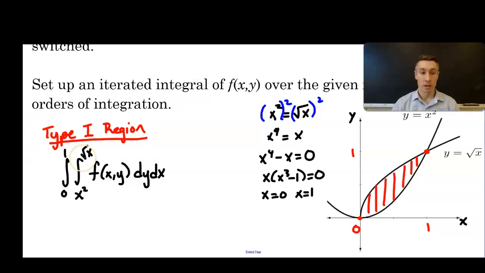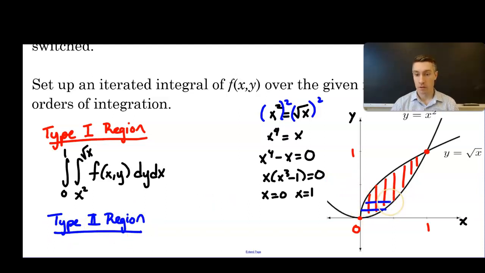Now as a type 2 region, we're going to think left to right, which does mean we need these curves in terms of y instead of x. If y equals the square root of x, that means y squared equals x, or x equals y squared. And if y equals x squared, that means the square root of y equals x. Those define the left and right curves, and then we go along the y-axis.